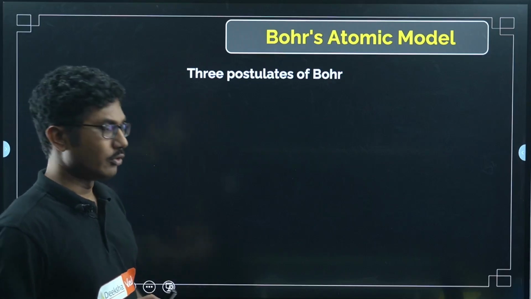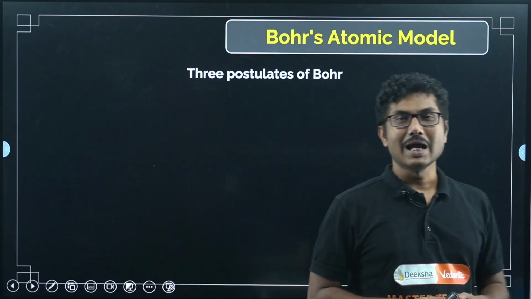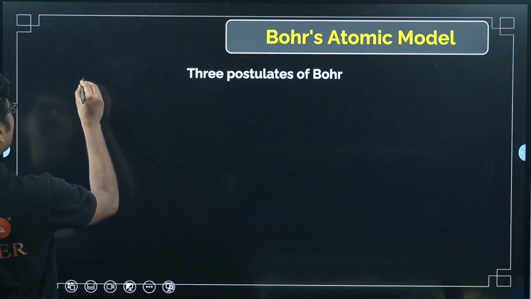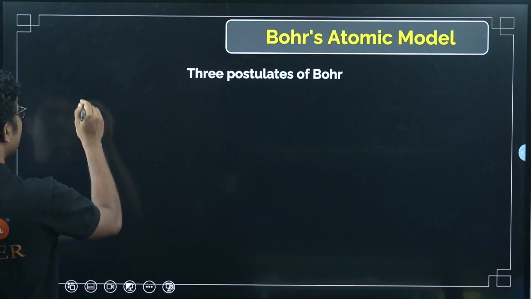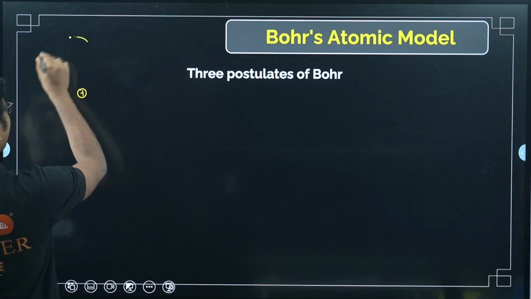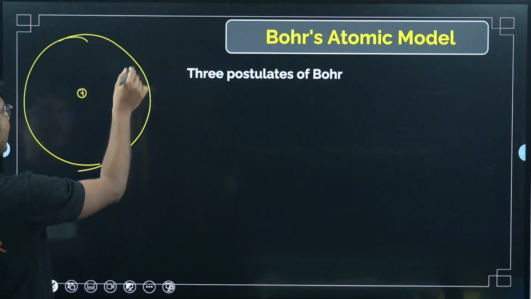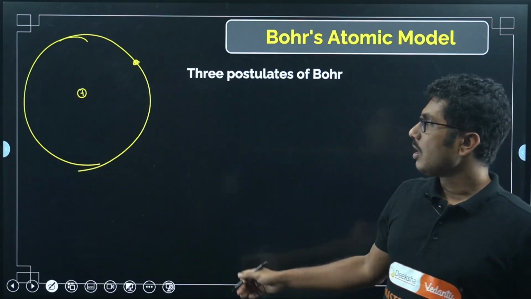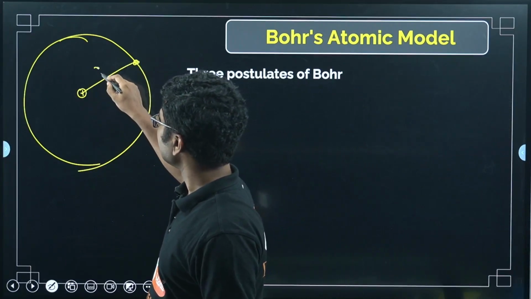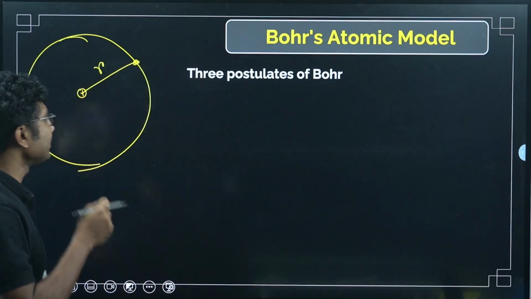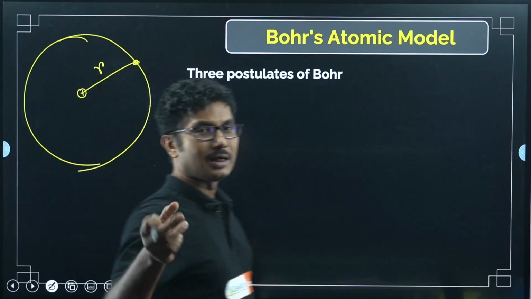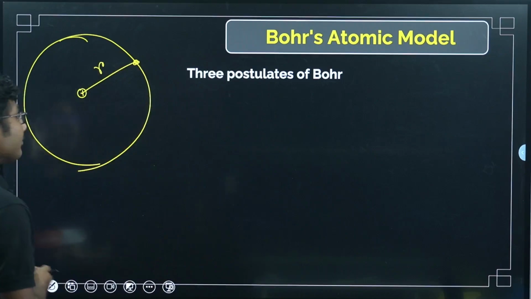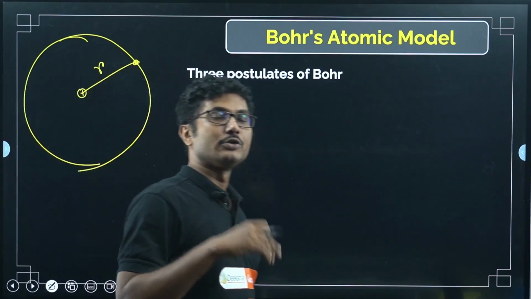3 postulates of Bohr. As we have discussed previously, Rutherford's model was based on the fact that there was a positively charged nucleus, and electrons are orbiting around it. But this has some drawbacks. First of all, the radius of this orbit can be anything. That's what Rutherford said: as long as the electrostatic force equals the required centripetal force, it should obey my law, and it should rotate around the nucleus.